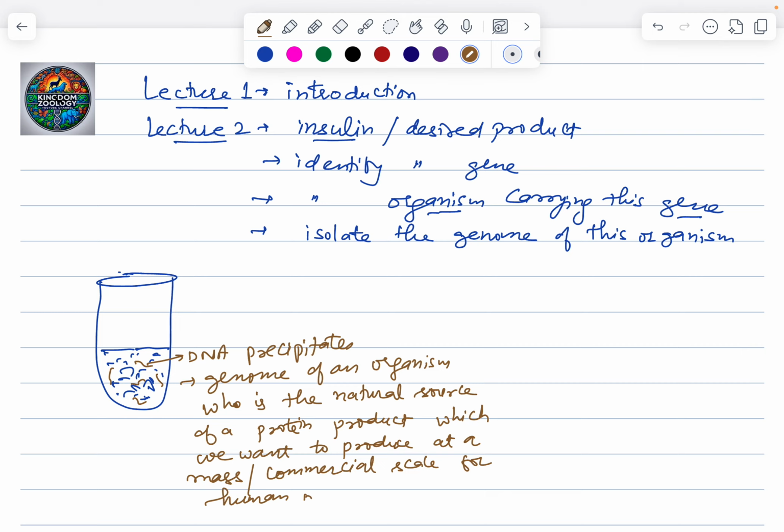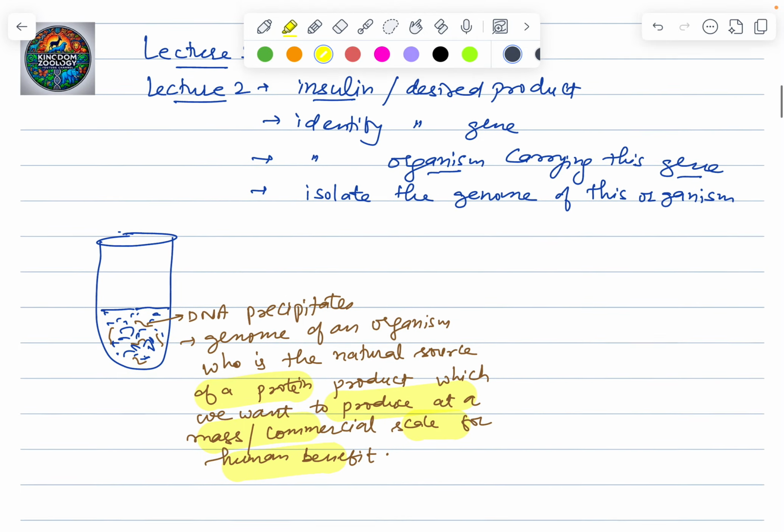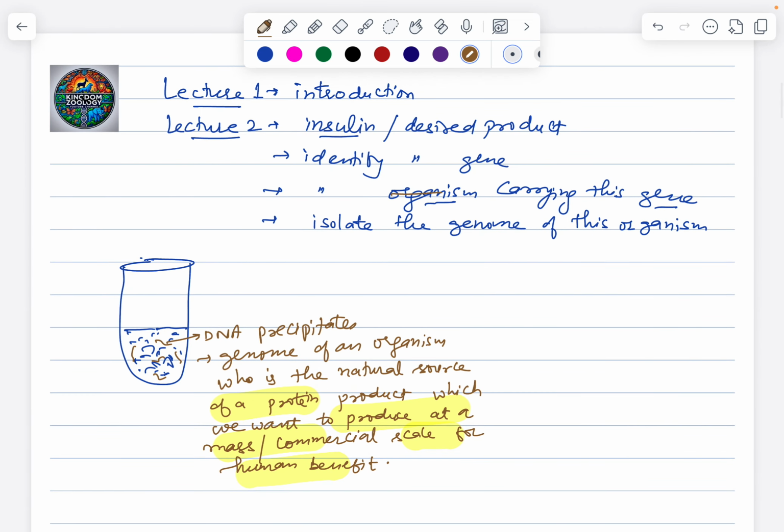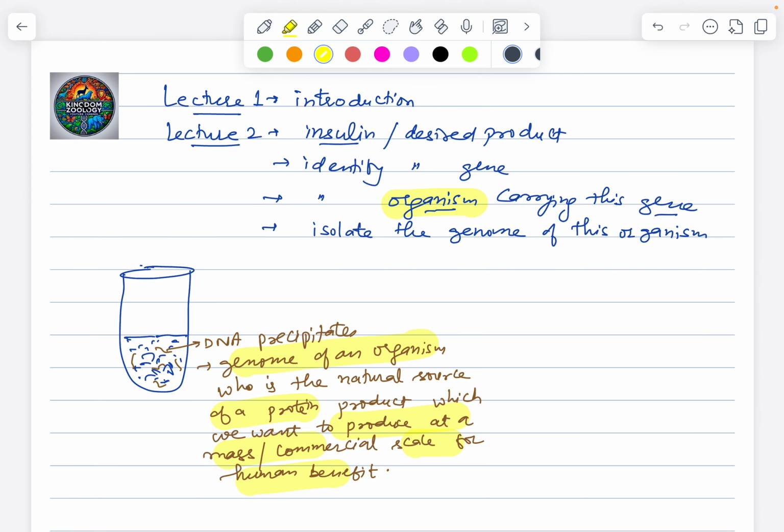So this, if you have understood, is the entire story in biotechnology that we have discussed till now. I want a protein product at mass scale for human benefit. But then option 1, I can get that protein product from some organism who is producing that protein product. But in how much quantity is that organism producing that protein product? Limited quantity for its own use only, not for human use. So if I have to produce that protein product at a mass scale, I would need that gene which is coding for that protein product. And to get that gene, I'll have to isolate the genome of the organism.